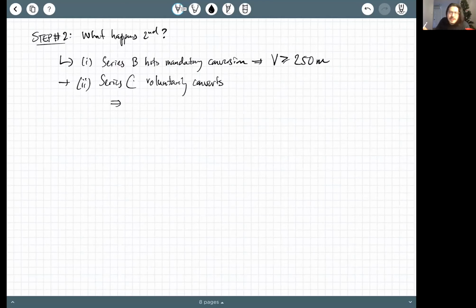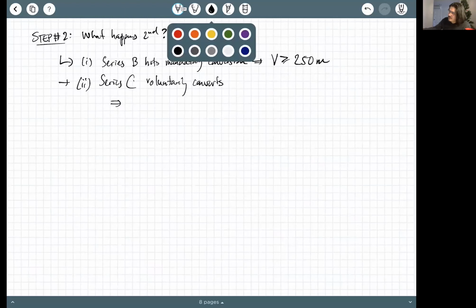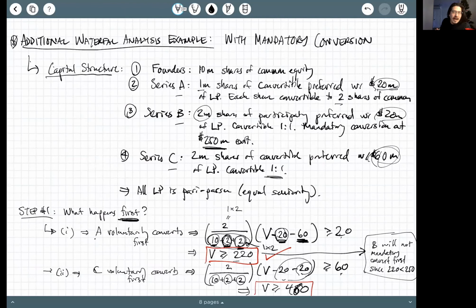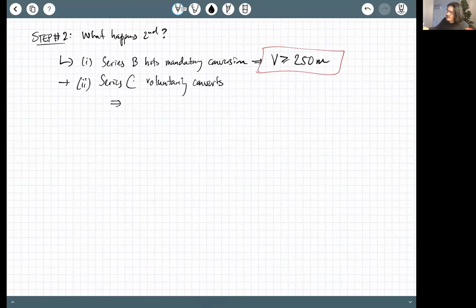By the way, when we do this calculation here, mechanically, the answer we're going to get is going to be above the 460 that we calculated earlier. So we don't need to do this calculation again, but I'll do it just to illustrate this statement. But in some sense, we know in step 2 that this is going to be the right answer. The second thing that's going to happen is mandatory conversion, because our answer from the prior step for Series C was already above $250 million. But I'll just illustrate that here, right?